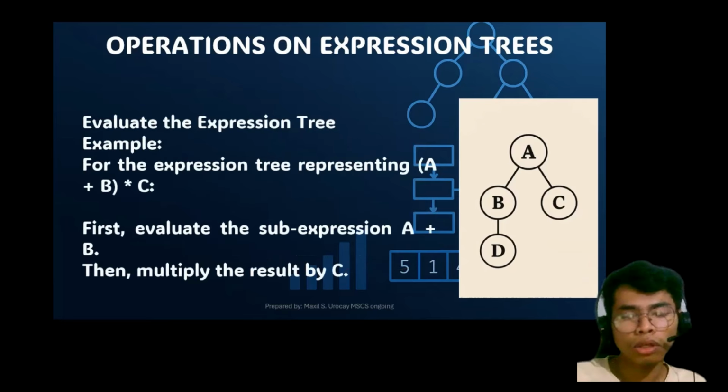Now, for example, the expression tree representing A plus B times C. The one having the highest precedence will be A plus B. So we can evaluate the sub-expression A plus B, then multiply that by C. We cannot multiply just B times C in this case, because A plus B is enclosed in open and closed parentheses. We cannot follow PEMDAS for that one.